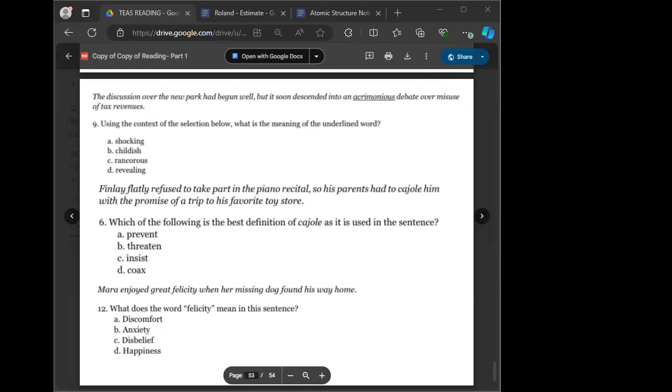This one's funny. I doubt it's threatened, but I'm saying it's insist. Insist. See? Oh, okay. Read this again. D. Yes, D, coax. Coax and cajole both mean gently persuade, bribe. Oh, cool.